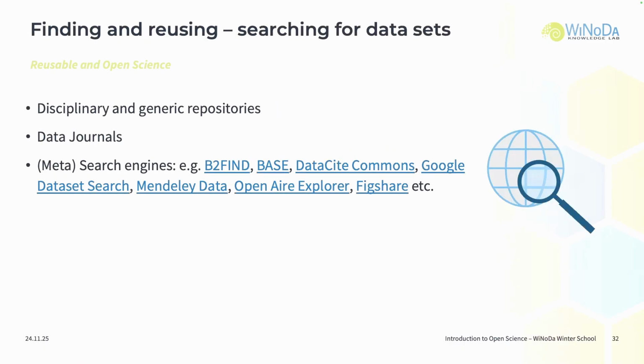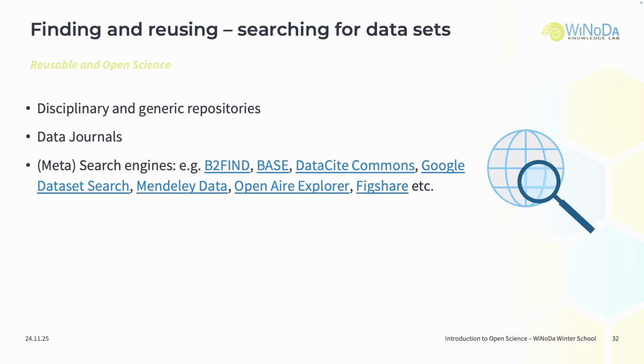Now, fair and open science is, of course, not only about making your data available, but it's also about using data that other researchers have made accessible. And where can you find data sets? On the one hand, of course, where you can also publish it, so on repositories and data journals.